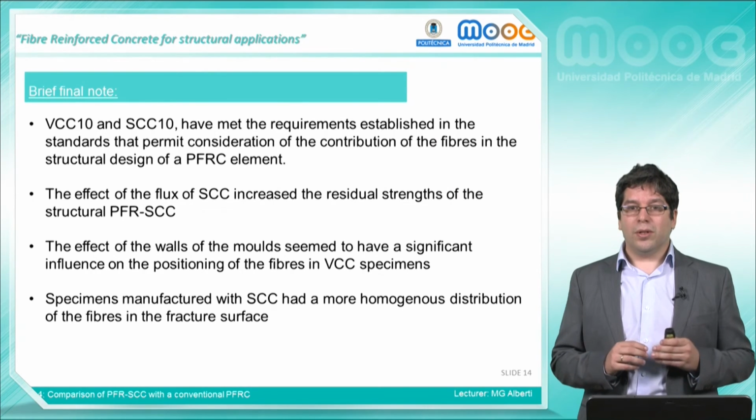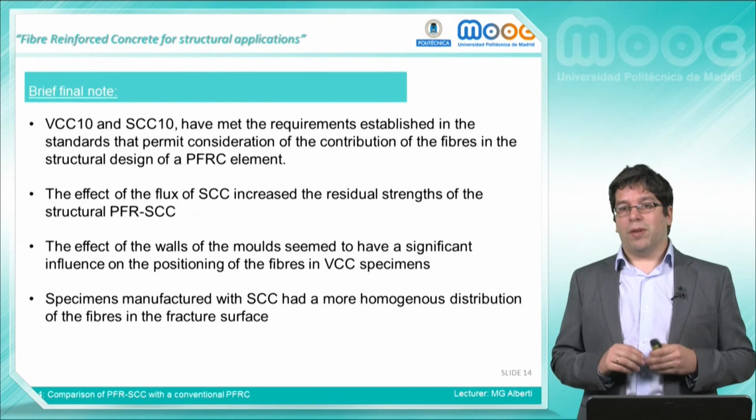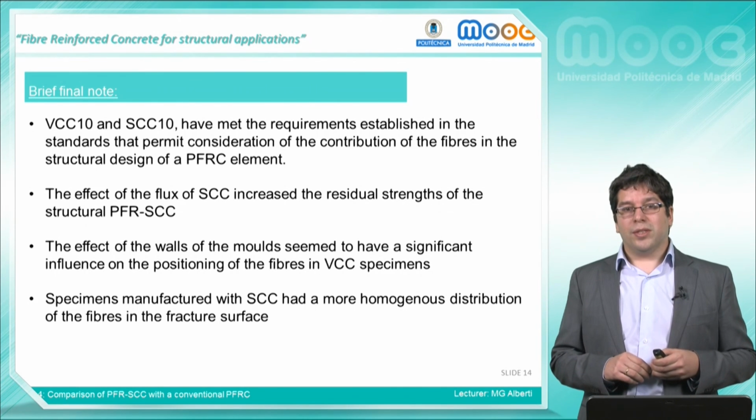The effect of the walls of the mold seemed to have a significant influence on the positioning of the fibers using vibrated conventional concrete specimens, while the specimens manufactured with self-compacting concrete showed a more homogeneous fiber distribution, in spite of the absence of a standardized filling procedure of the molds.